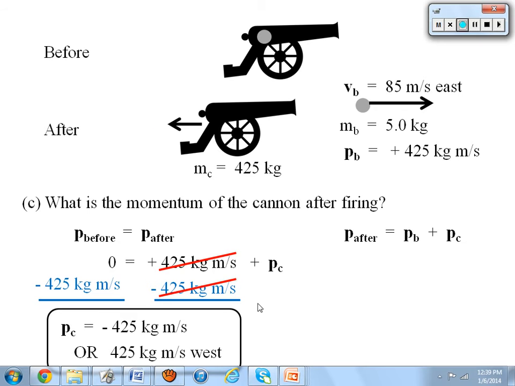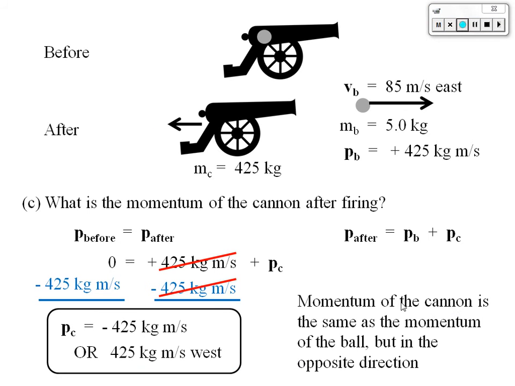All right, so we can see that the momentum of the cannon is the same as the momentum of the ball, but in the opposite direction. Momentum of the cannon is 425 kilogram meter per second to the west, while the ball is 425 kilogram meter per second to the east.